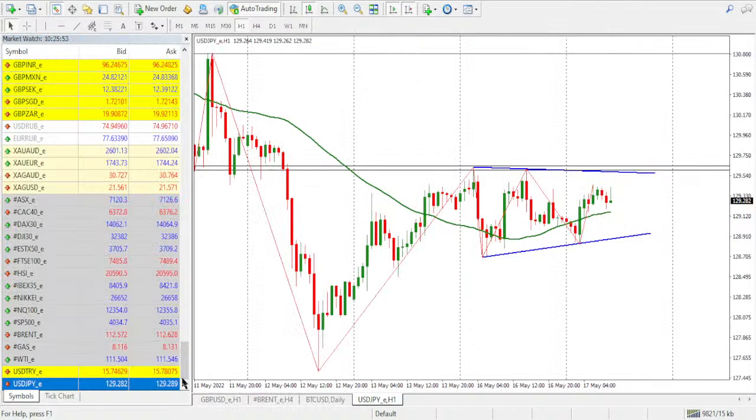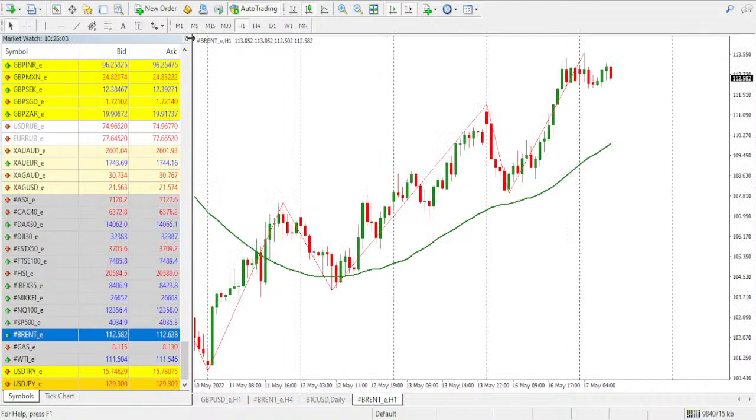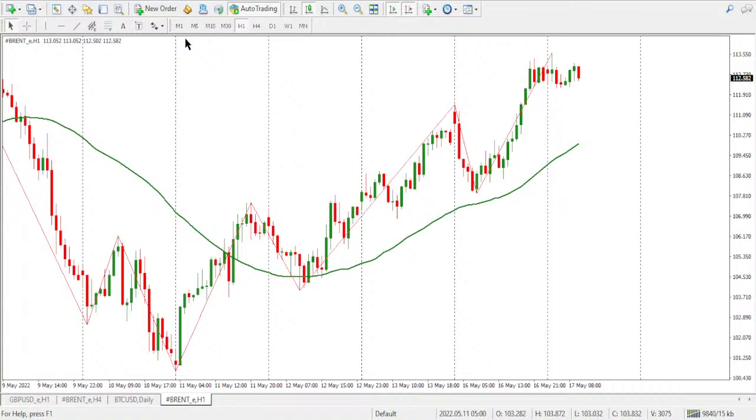The next instrument I want us to look at, the Brent oil. The Brent oil, so far this is bullish. We are in a very good uptrend. You can see that the price is heading straight to the upper side.